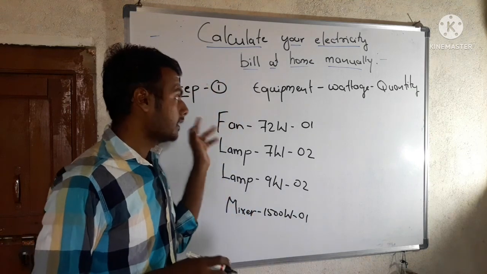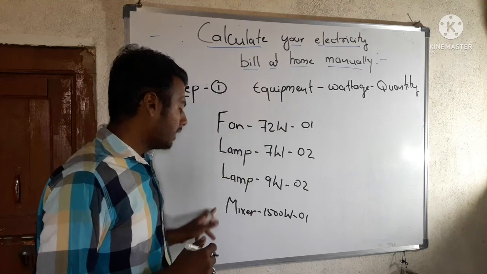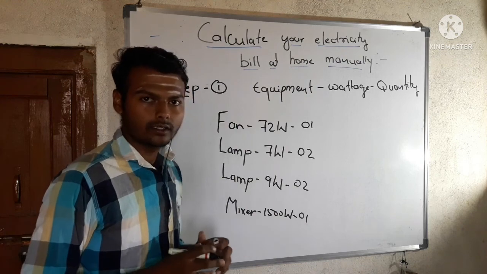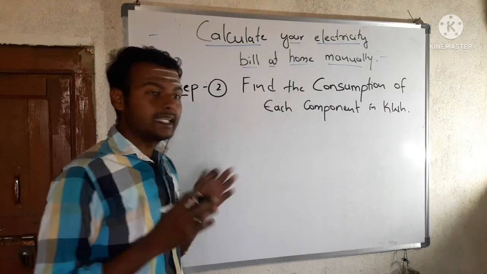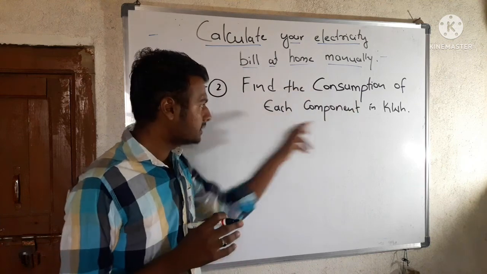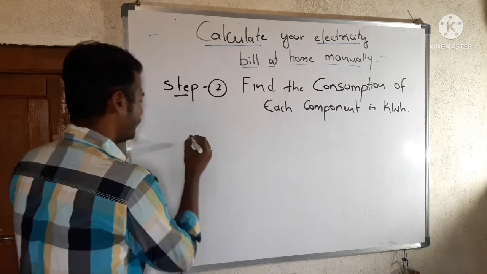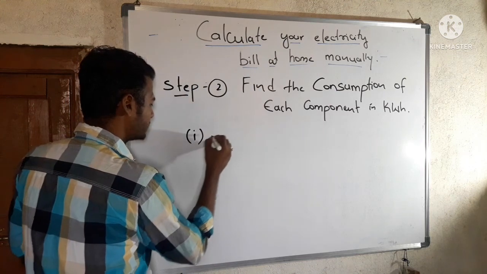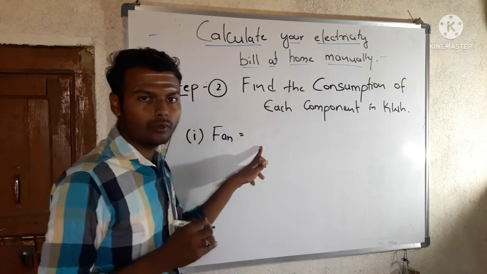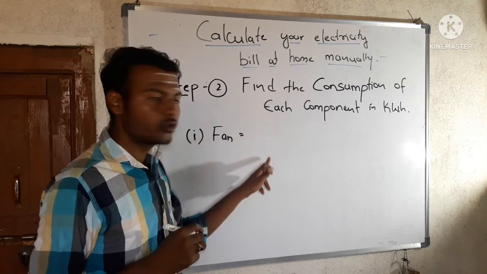Okay, in the first step you need to list out all the electrical equipments with their wattage and the quantity. In step 2 we need to find the consumption of each component in kilowatt hour. We will take the first one, that is fan. The formula to calculate the consumption of each component we are going to see here.